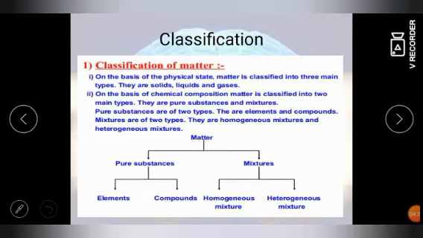Let's discuss classification now. Basically, matter is classified on the basis of its physical state. Matter is classified into solid, liquid and gas, which we already did in chapter 1.